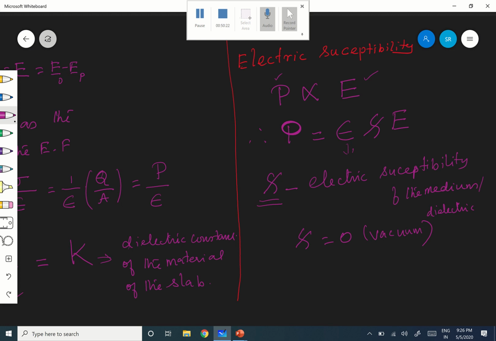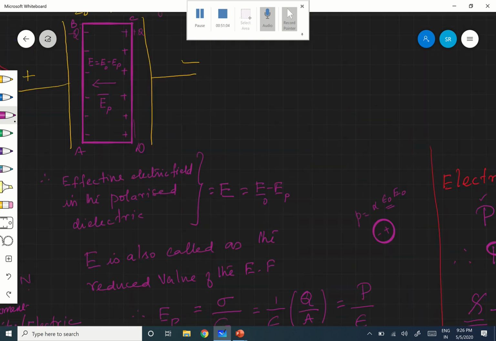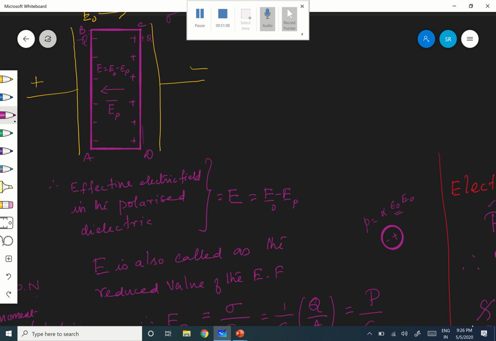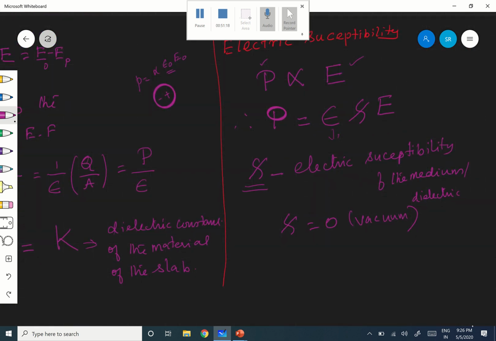In the case of a single molecule, P is equal to alpha epsilon naught E naught, as we have already seen. Why epsilon naught inside? In the single molecule, the positive and negative charges are separated. Because of separation, there will be an induced dipole moment, and inside the atom only vacuum is there. But here, why have I taken epsilon? Once they are cancelling, everything is inside the medium. Therefore, P is directly proportional to E, so P is equal to epsilon, the electric permittivity of the medium. Very important: it's not epsilon naught, it is epsilon. I hope you're following.